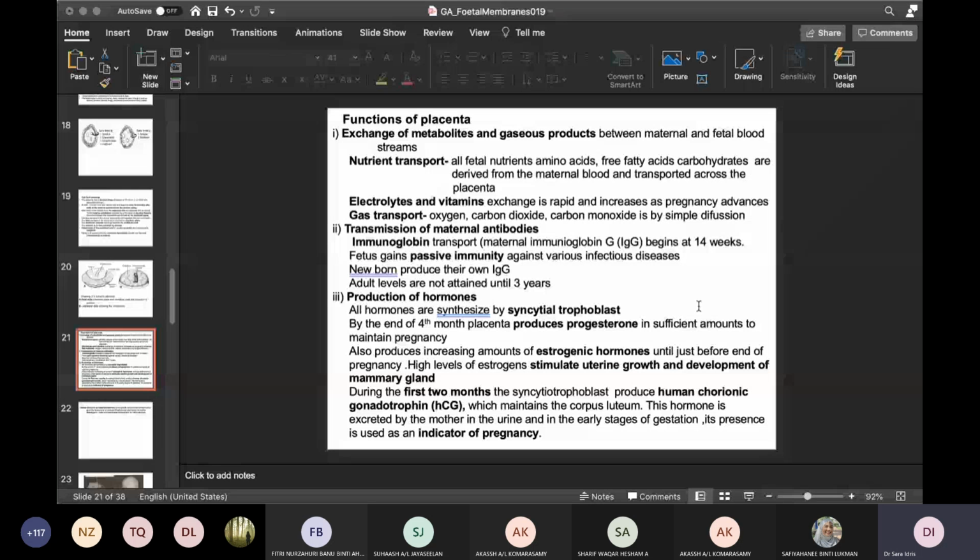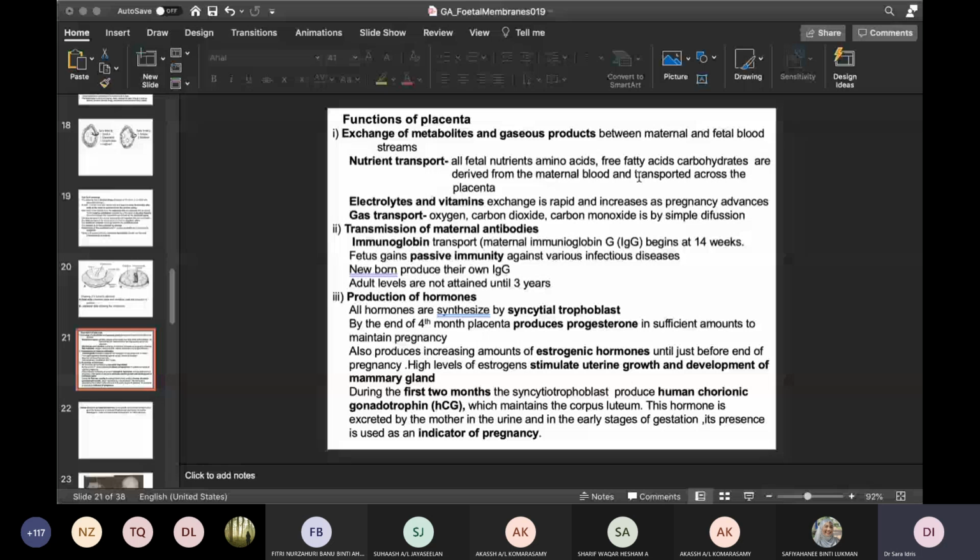Okay, so maternal IgG will be given to the fetus to have some kind of immune system towards various infectious diseases. When they're newborn, they can produce their own IgG, but it's not going to be as optimal as adult production of IgG. So adult levels of immunoglobulin will only be attained at around 2 to 3 years usually. So in between that, obviously you don't have any more placenta, you don't have any more umbilical cord after you're born.